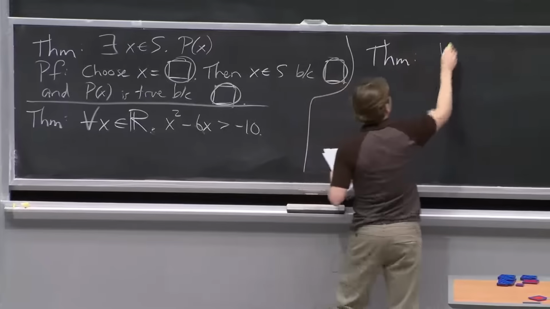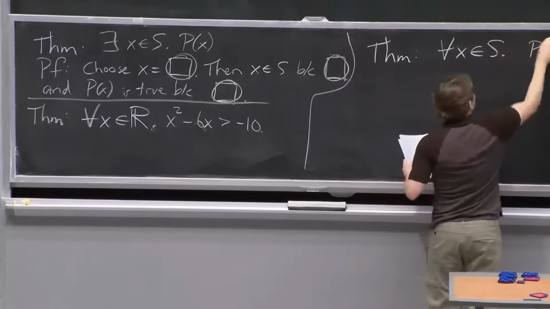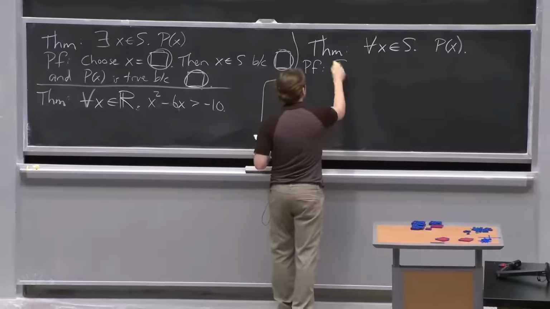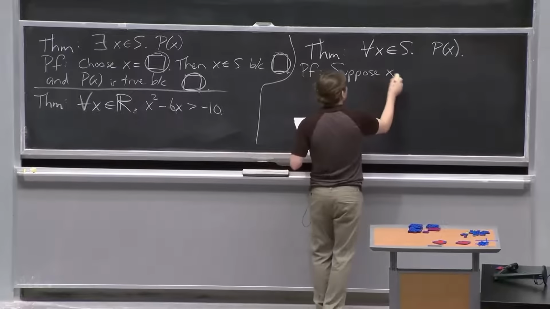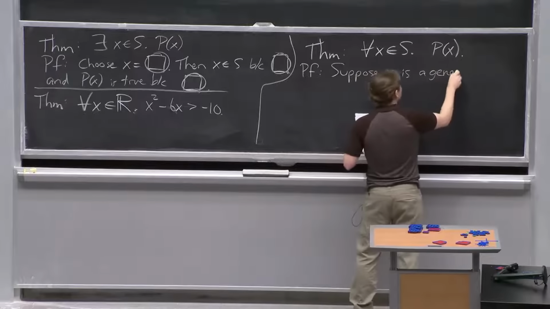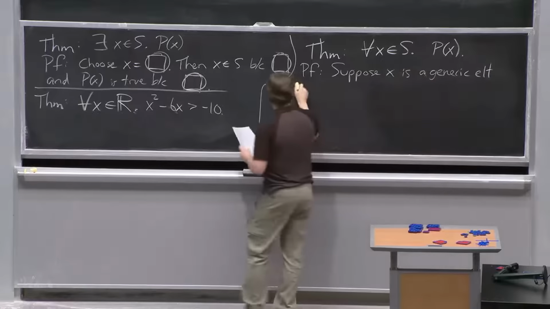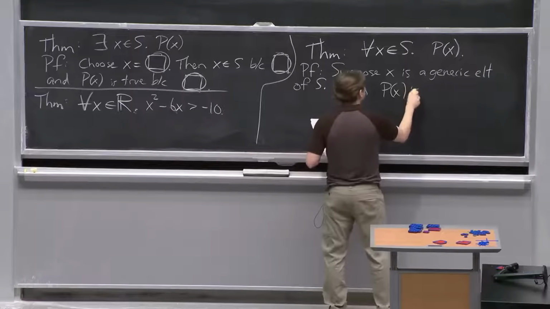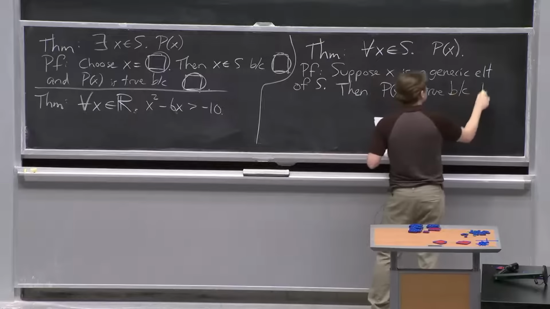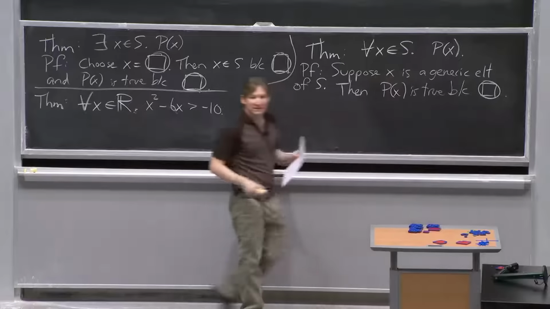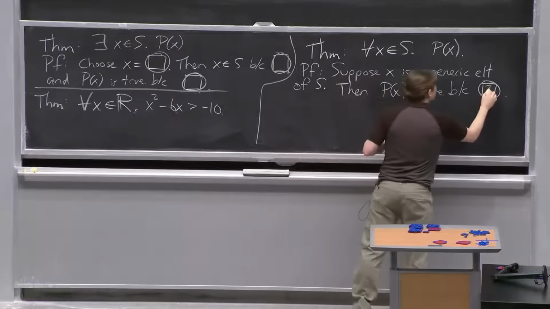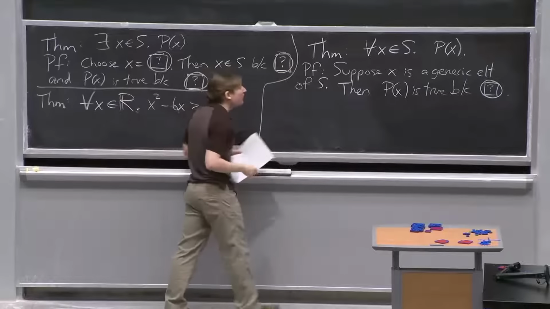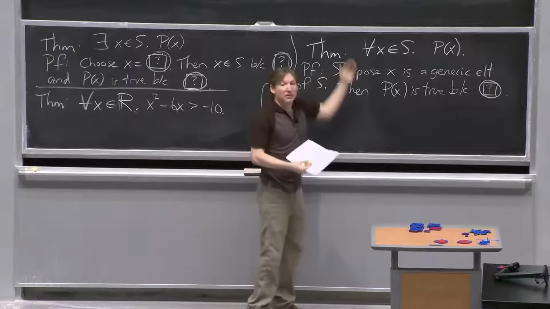So if our theorem is for all x in some set S, p of x is true, our proof usually looks like this. Proof. Suppose x is a generic element of S. Then p of x is true because reasons. I think it makes sense to put little question marks in there so we know that we have to figure out what's going on. There we go. This first line, suppose x is some element of S.